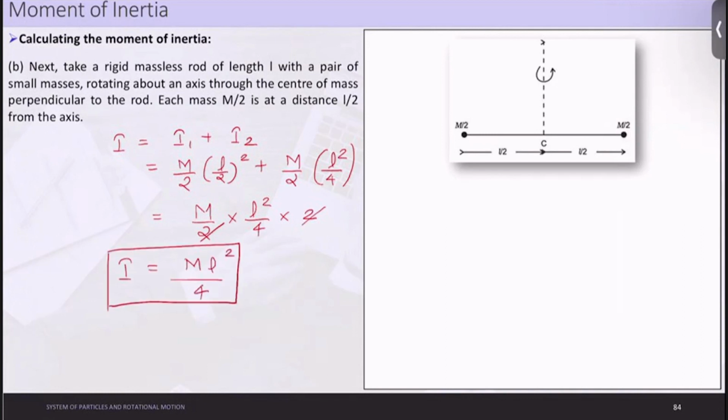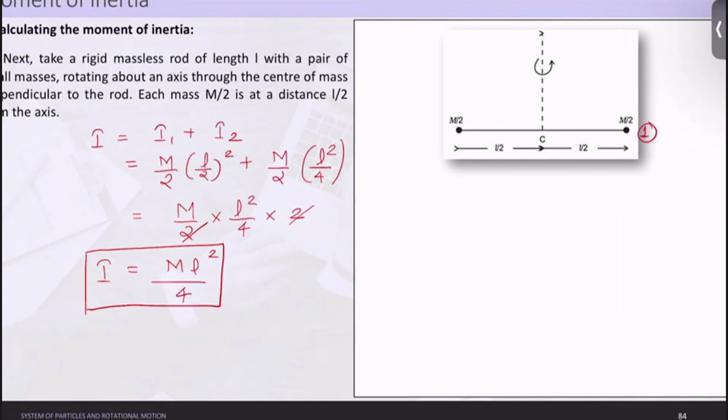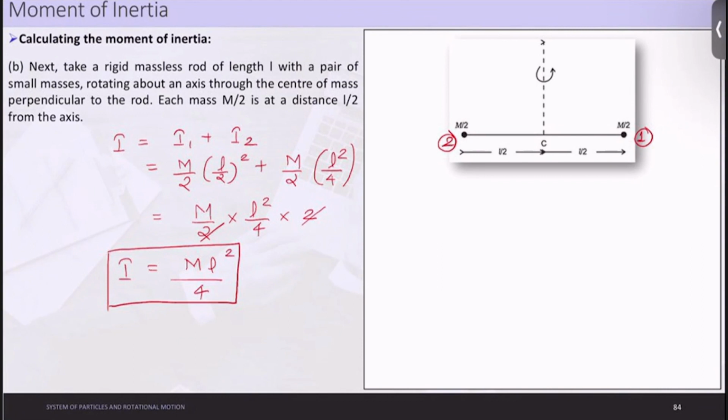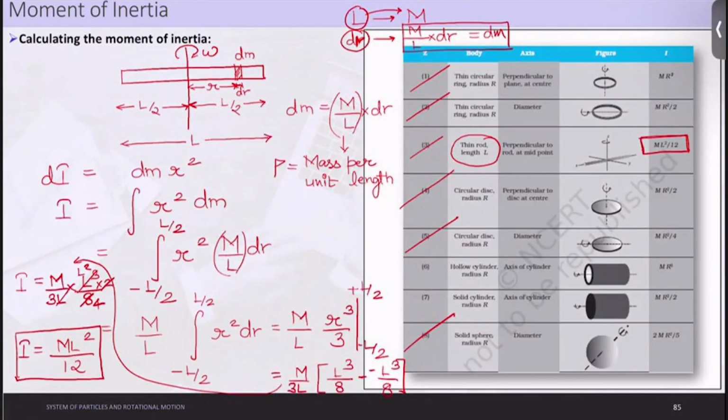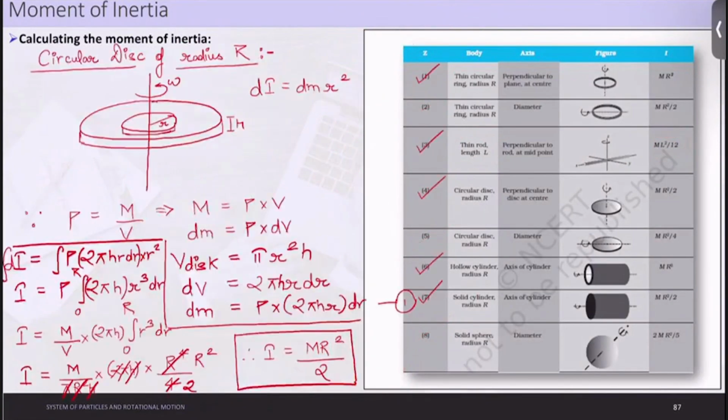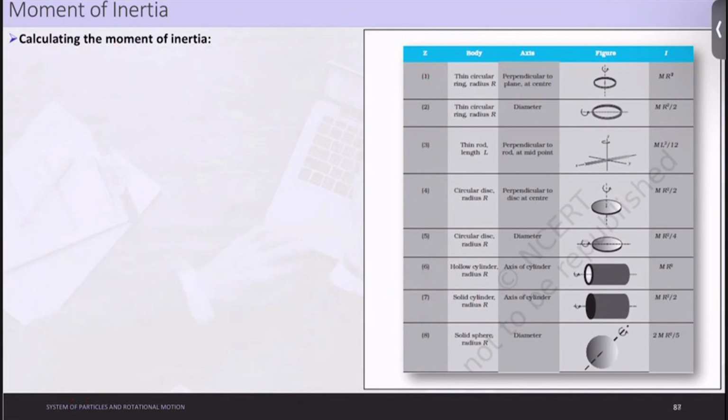So basically, I assume this to be mass 1 or I1 and this to be I2. We sum both of them and finally get the moment of inertia mL²/4. That is a very simple derivation, nothing typical in this. Fine. That thing being said, now let us move on to the next concept to be understood here, which is radius of gyration.